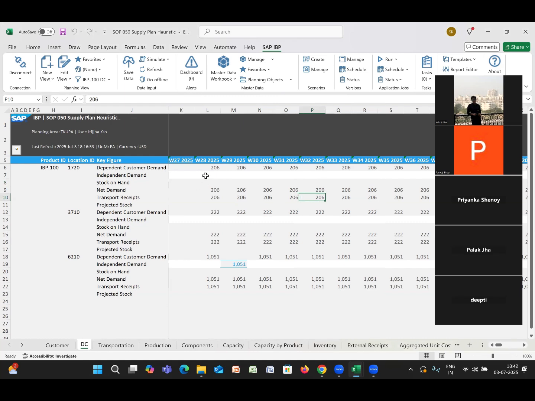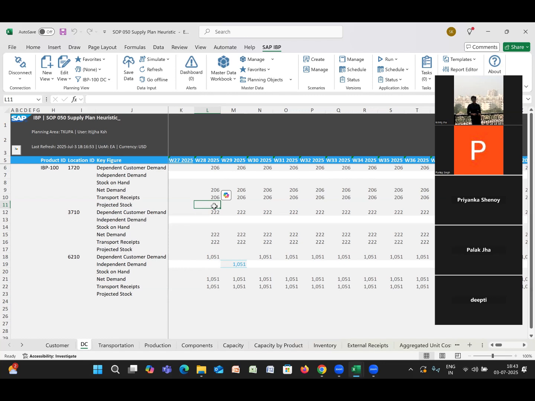Okay. So we were here in DC. We have this demand number 206. We did not have any stock on hand, so net demand becomes 206, and then we have the transport receipt of 206 because we needed 206, and then the projected stock is blank. Why? Because in this week we needed 206. We are getting 206. There is no extra. What it means is, after fulfilling the demand of that week, is my receipt left with anything more? Because there is nothing left, this projected stock is 0.